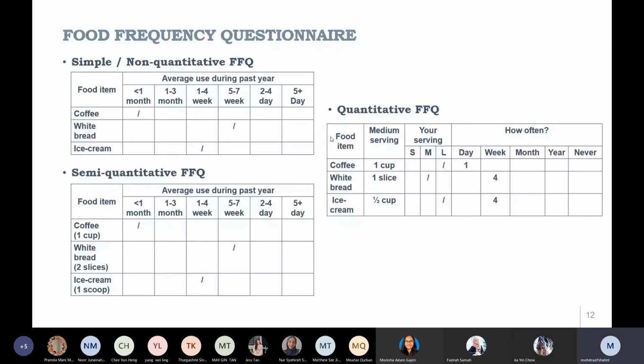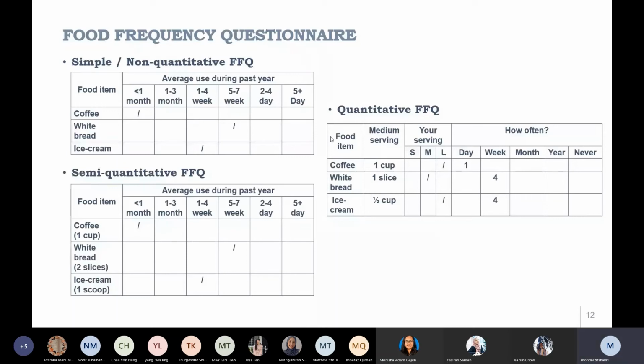So you will be missing data on the number of frequency for quantitative FFQ if you do not explain them. Even if you explain to them, there will still be some misunderstanding, and they will still do it wrongly. So that's where you have to actually check the questionnaire after they have filled up and rectify any issues before you end the session. Okay, so this is based on experience.